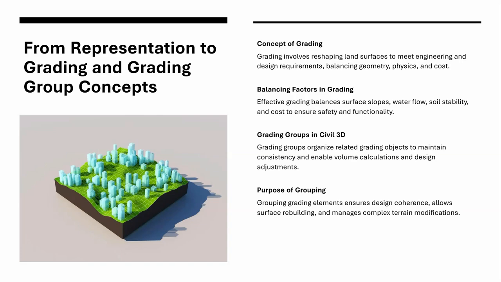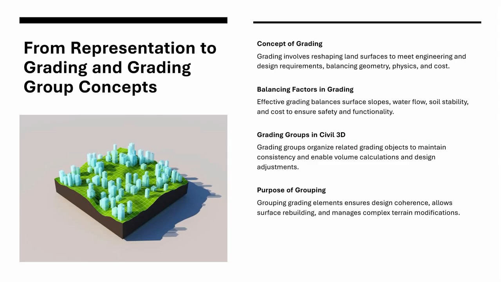At its core, grading is about balancing geometry, physics, and practicality. With geometry, the new surface must tie into the existing ground at specific slopes. A driveway must slope towards the street at 2%. A building pad must be level. A ditch must maintain a minimum fall. With physics, water will always flow downhill, and soil has limits of stability. Too steep a slope may erode or collapse. Too flat a pad, and ponding water may occur.